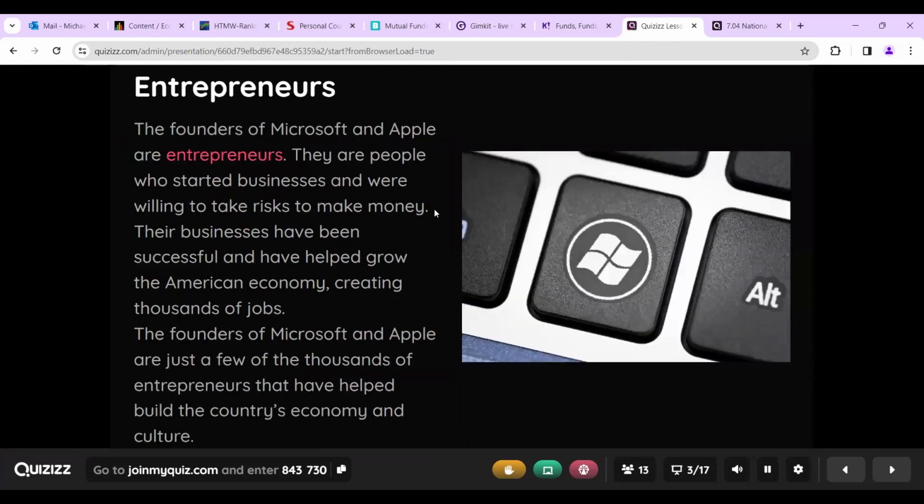Entrepreneurs. The founders of Microsoft and Apple are entrepreneurs. They are people who started businesses and are willing to take risks to make money. Their businesses have been successful and they helped grow the American economy, creating thousands of jobs. The founders of Microsoft and Apple are just a few of the thousands of entrepreneurs that helped build the country's economy and culture. How do they help?